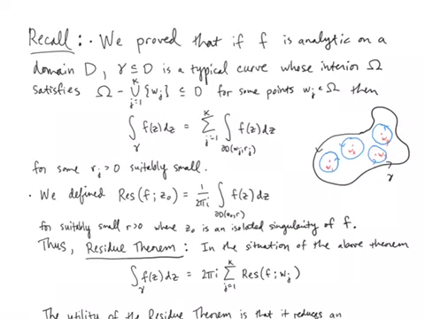All right, let's start by recalling some facts from last time that we discussed. We proved that if we have an analytic function on a domain and a typical curve in that domain, whose interior is contained in the domain except for possibly finitely many points, W1 through WK. I've illustrated the situation here in the picture on the right.